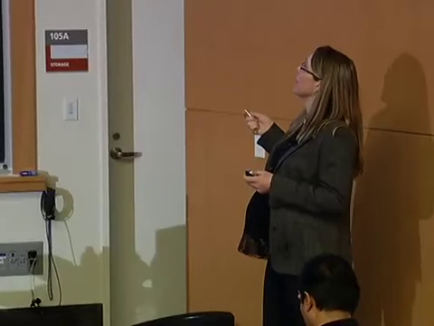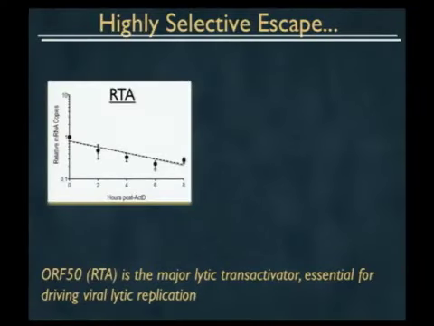There are some things that escape. It turns out a lot of these look to be non-coding RNAs or RNAs that are transcribed from intergenic regions. This would make sense if we think that RNAs have to be translationally competent to be targeted. We think that there are some other coding genes that can escape as well, but this is highly selective. Just to give you one example, the major lytic transactivator within the virus, called RTA, which is essential for driving viral lytic replication, is one such escapee.